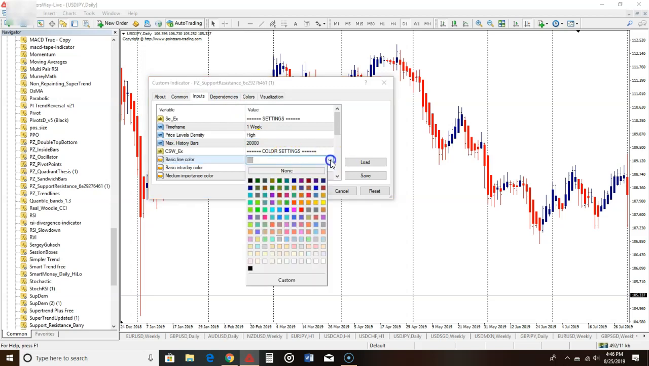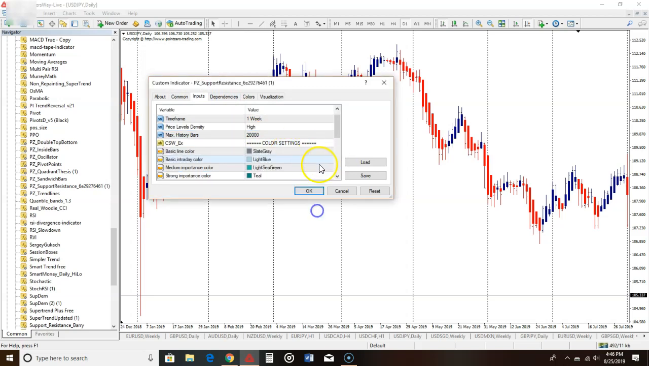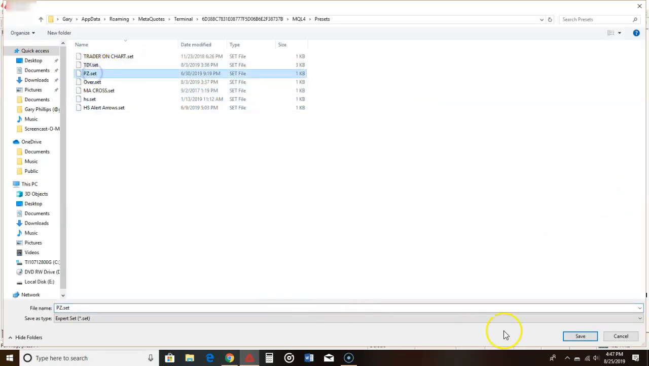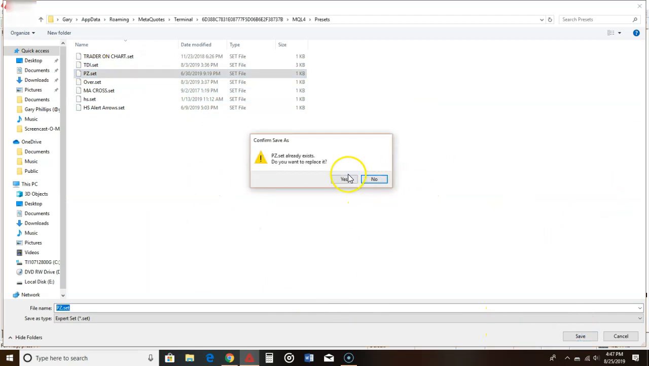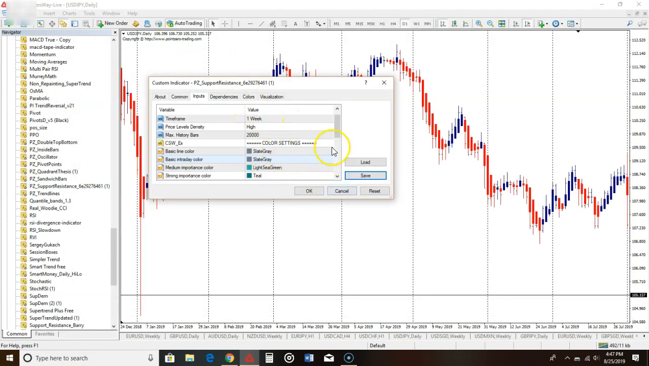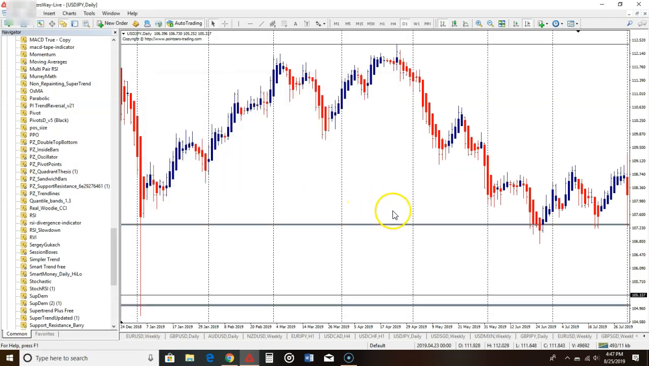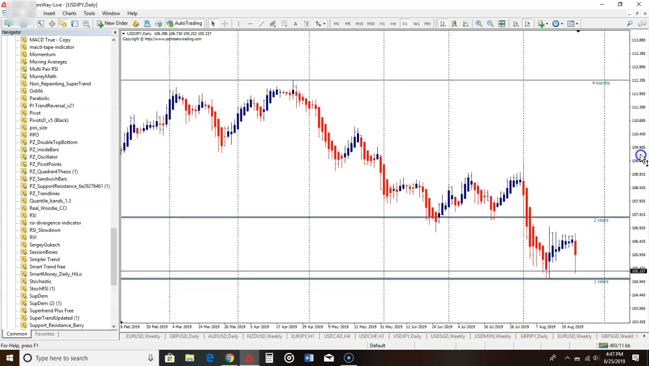So let me change the colors again because I like slate gray. As a matter of fact, I think I'm going to save this template so I don't have to change it up a little bit. Save that right there. All right. So the weekly is going to show up on the daily chart. Here we go. Okay. Look at that.